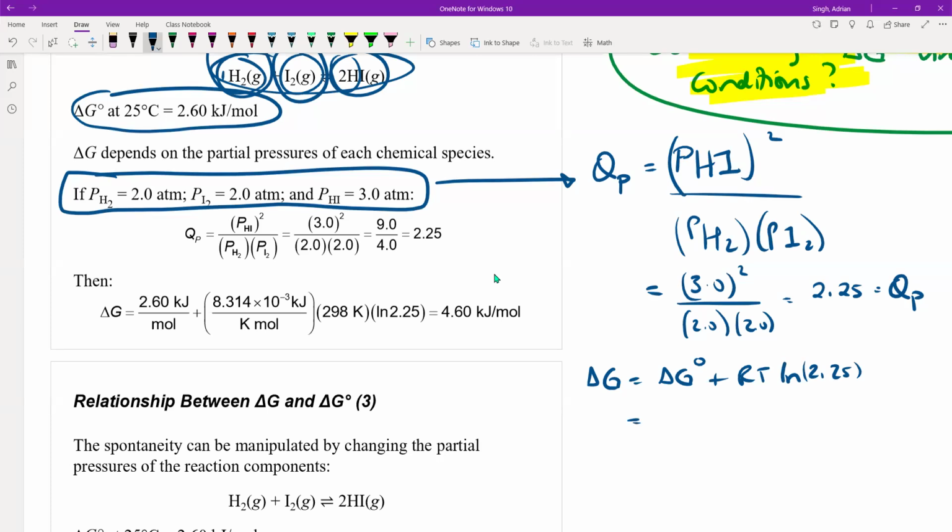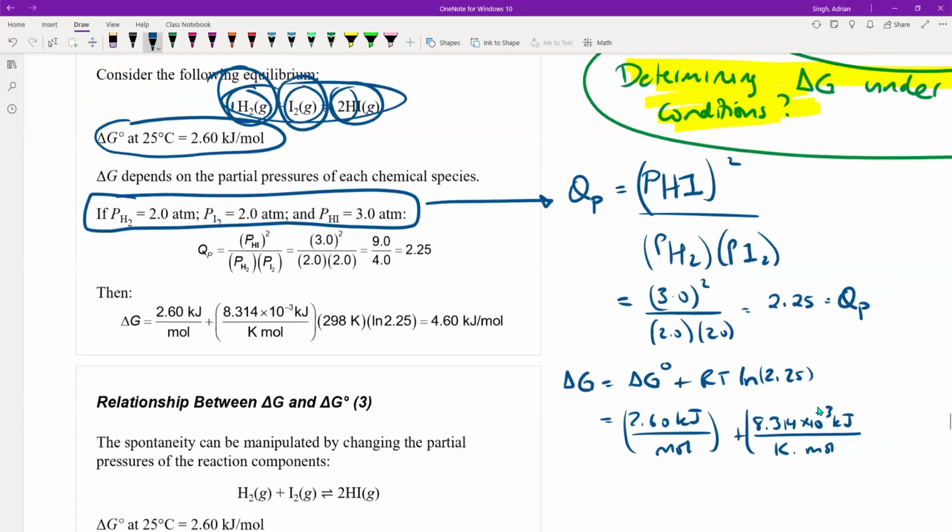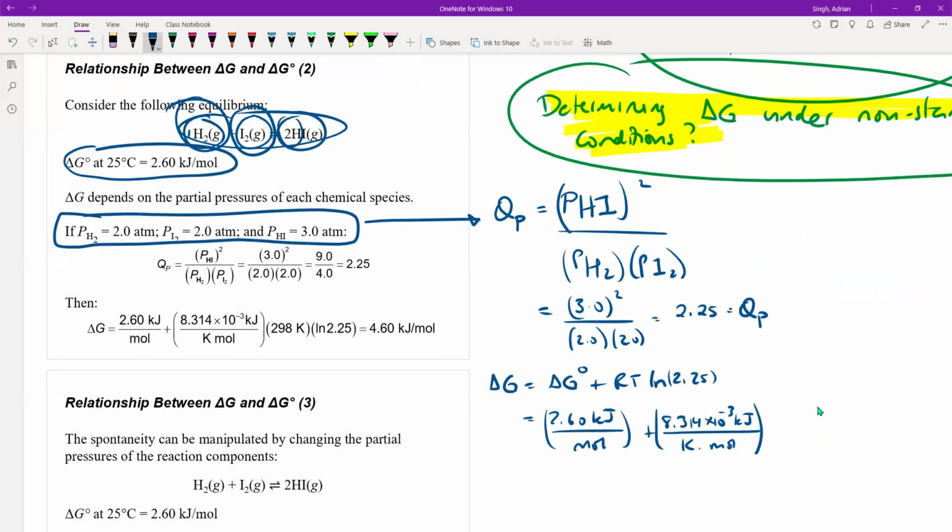Delta G naught there was 2.60 kilojoules per mole, plus R, the gas constant, 8.314 times 10 to the minus 3 kilojoules per Kelvin mole, sorry. So what you want to do, make sure that when you use these different values, that you're using the same units so that they will cancel out. So eventually you do the calculation, times the temperature. So the temperature was 25 degrees, so that's 298 Kelvin, times the natural log of 2.25. So Kelvin goes away.